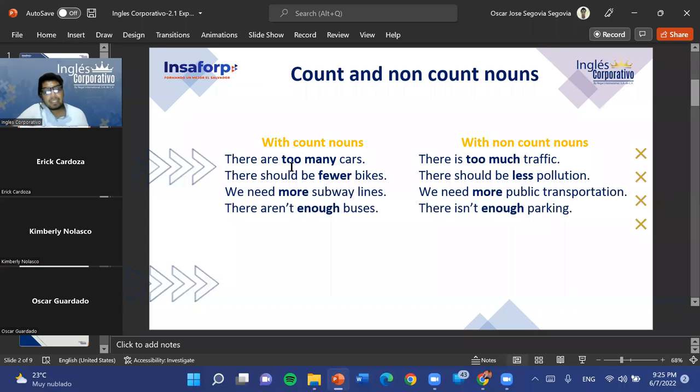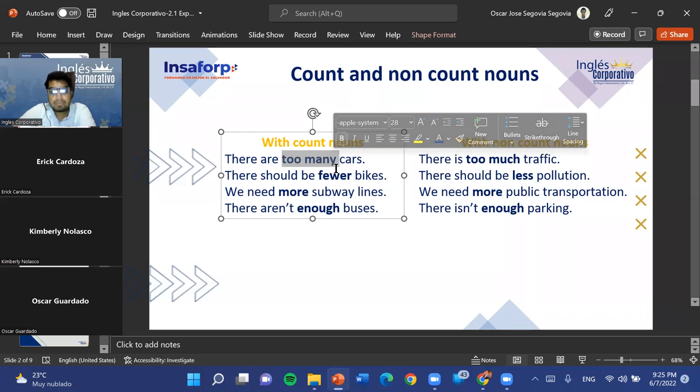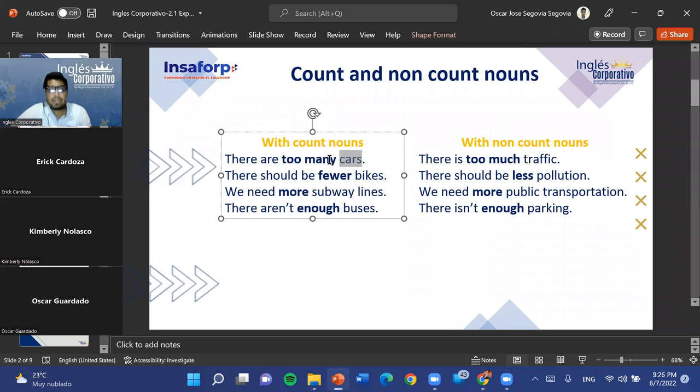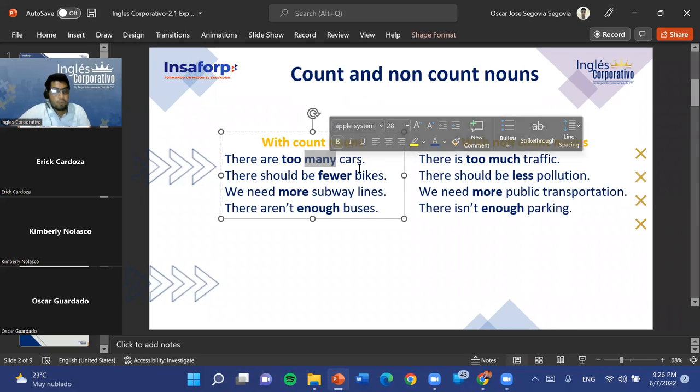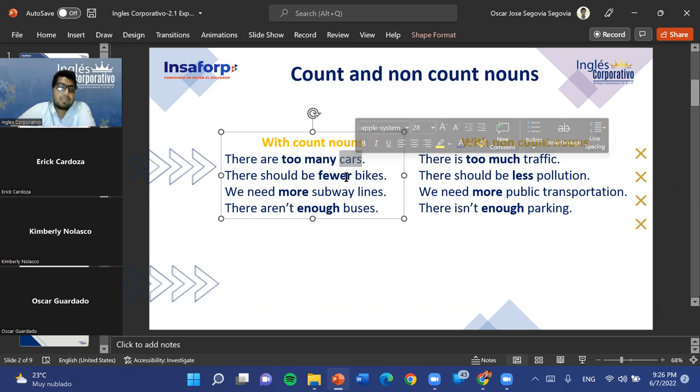Eso significa que estamos refiriéndonos a dos o más. So there are too many cars. Too many, una vez más también, será una de las palabras que más vamos a utilizar al momento de referirnos a la disponibilidad de una gran cantidad del nombre que vamos a mencionar después, ¿sí? Many significa muchos. Y cars, pues es un nombre que puede ser separado uno del otro.